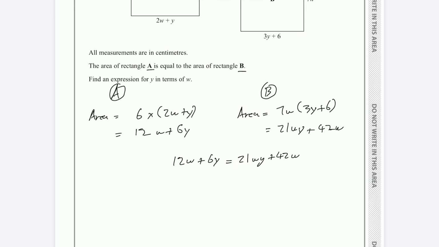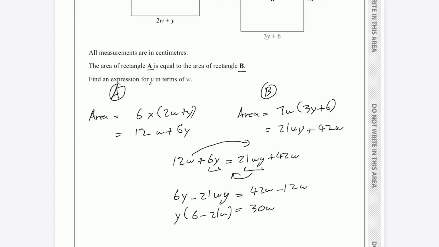And then we have, now we want to get y on its own because they want the equation for y in terms of w. So well, the first simplification I can see is I want to get y's on its own. So this is a y, and that's a y. So I'm going to move this over to that side, and that's going to give me 6y minus 21wy. And I'm going to move this over to that side, and that's going to become 42w minus 12w. And I can just subtract those two, so that's just going to be 30w. And this here, I can factor out y, so that's 6 minus 21w. And then the equation becomes y equals 30w over 6 minus 21w.